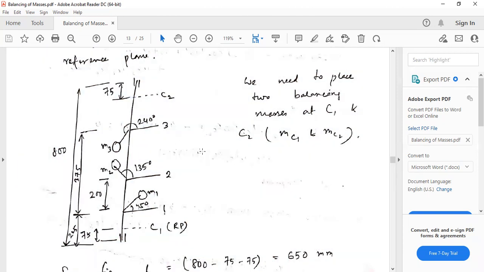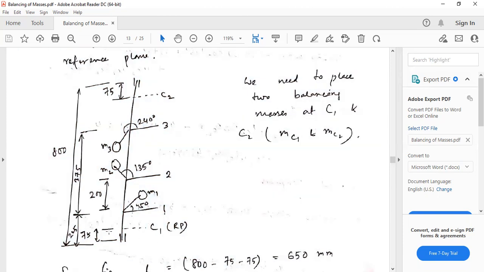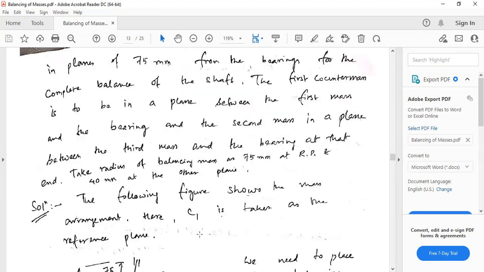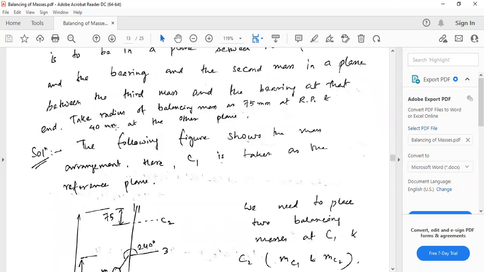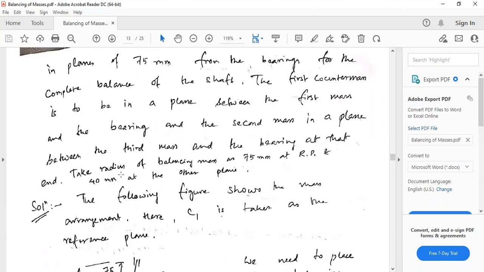If this figure is given in the question only, then the reference plane will be mentioned to you. If it is not mentioned, almost usually in general, you take the first, the C1, as the reference plane. You can take also this part as reference plane, not a problem. We can measure the distances from the reference plane for each of them. Now you see, it is given that the radius of the balancing mass at the reference plane is 75 mm for this part, and 40 mm at the other plane.